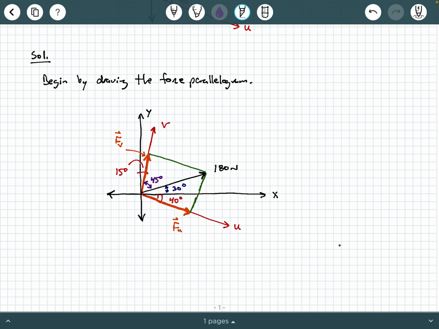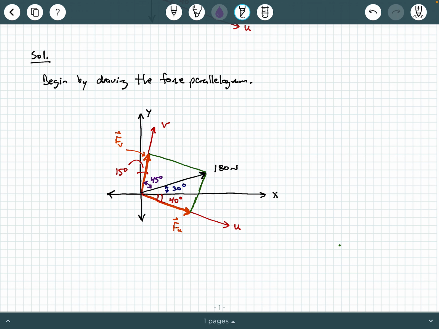The next thing I'm going to do is peel out one of these triangles. Remember, these two triangles that form this parallelogram are pretty much equivalent to each other. They're the same triangle, just symmetrical with respect to this 180 Newton force. So I can look at either one of them. Let's peel out this top triangle.